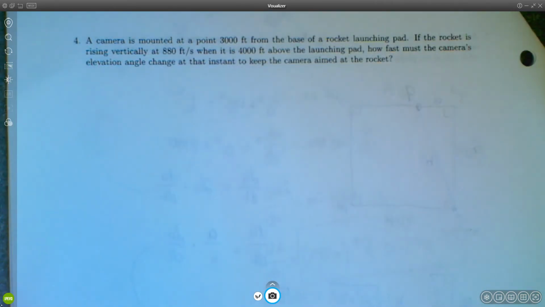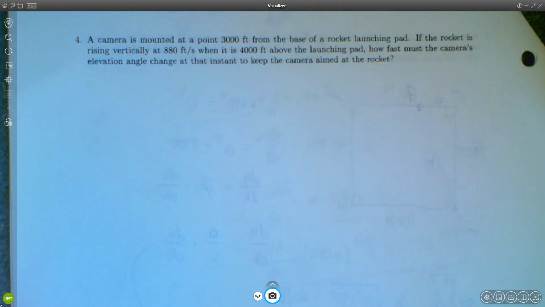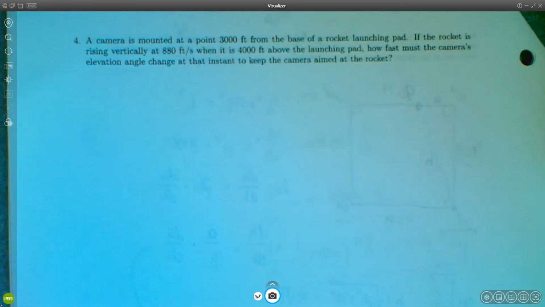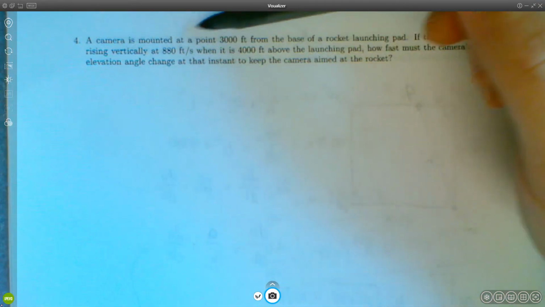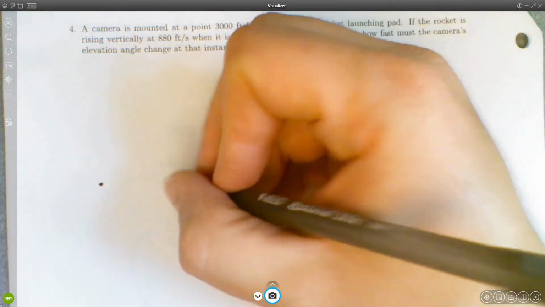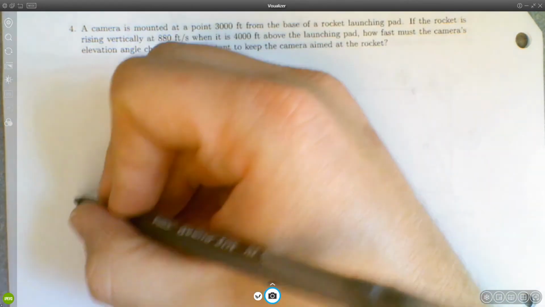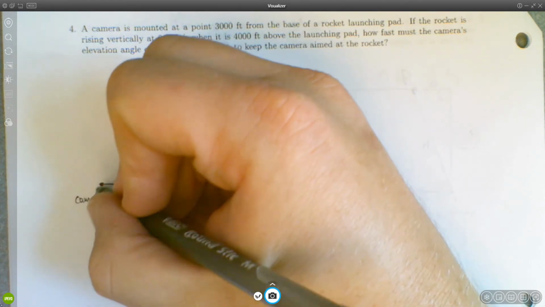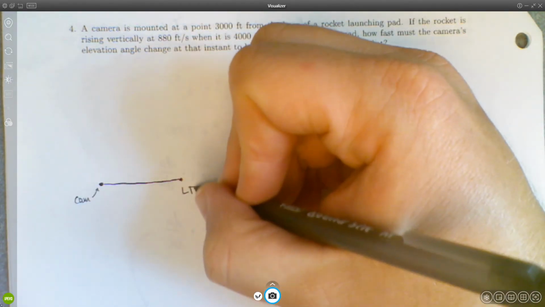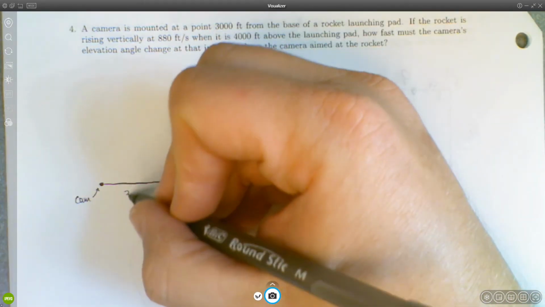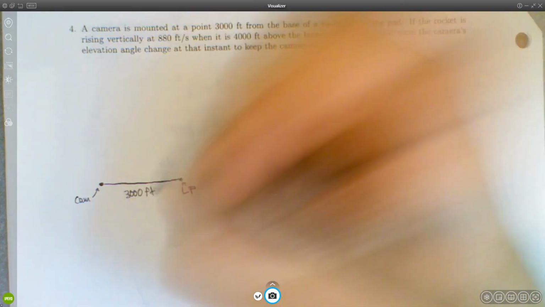Oh goodness. I don't know. When I read through these things, my first instinct is to just feel panicked. But when I start to draw it out, it becomes more clear to me. So a camera is mounted at a point 3,000 feet from the base of a rocket launching pad. So I'm going to say the camera's here, and that the rocket launching pad is there. So this is the camera, and this is the launching pad. Okay, and that's 3,000 feet, right? 3,000 feet between those two locations.